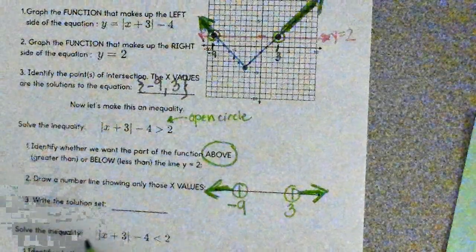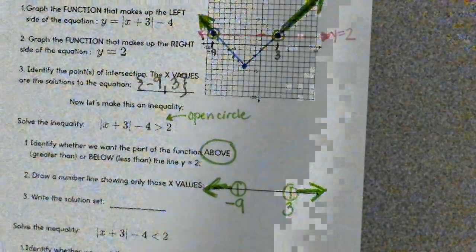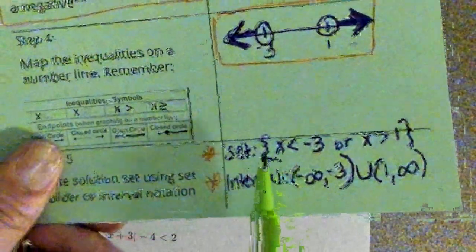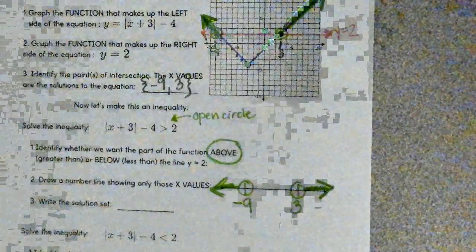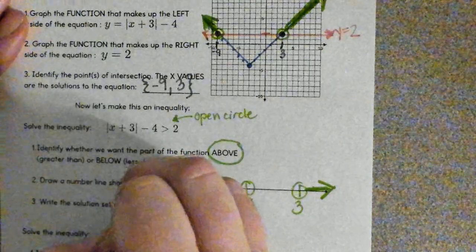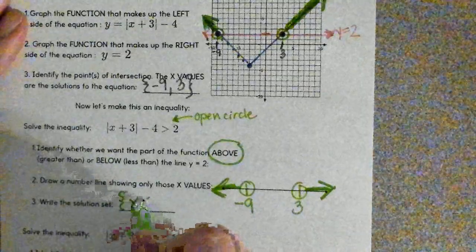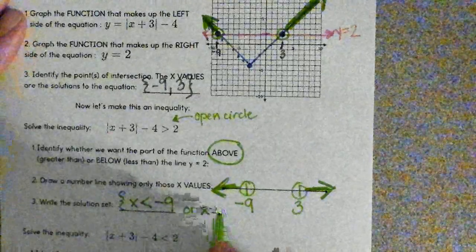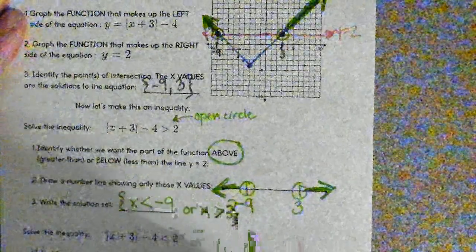Okay, then we would write our solution set, and the way we write the solution set is just like we did these. You can either do it in set notation or interval notation, okay? You pick the one that makes sense to you. I'm going to do them both. So in set notation, it would look like x is less than -9, or x is greater than 3.